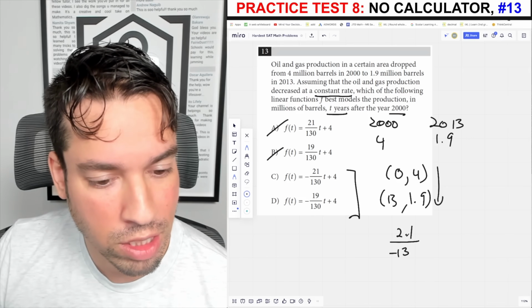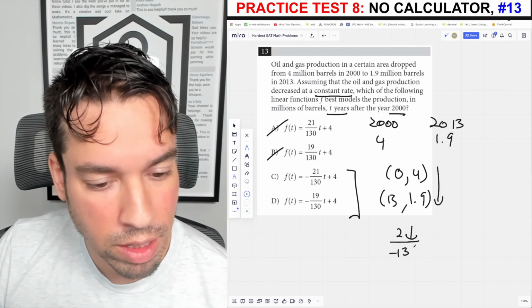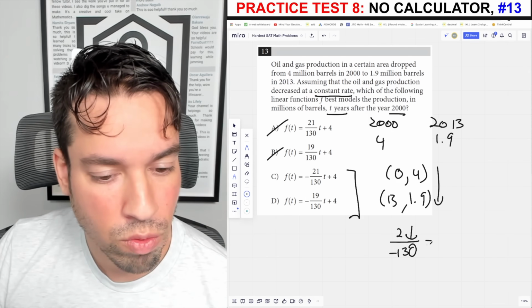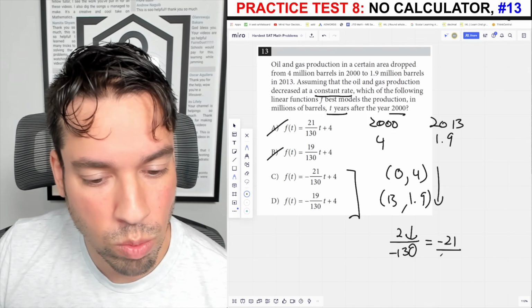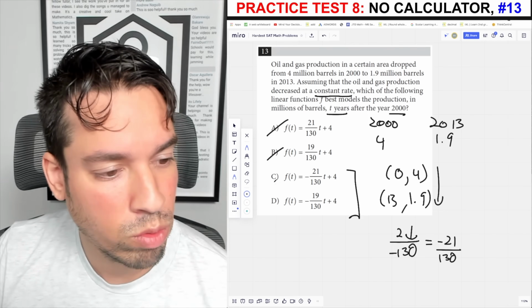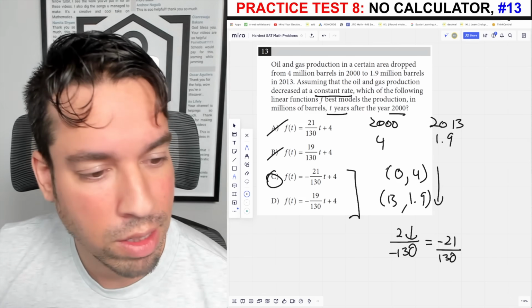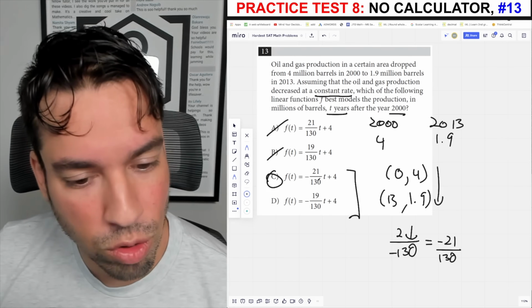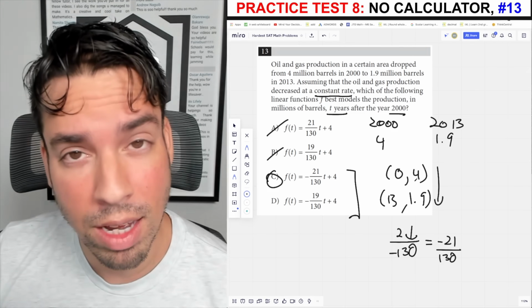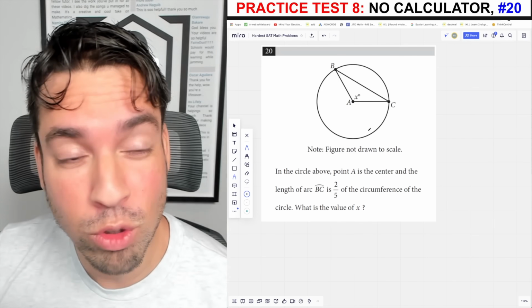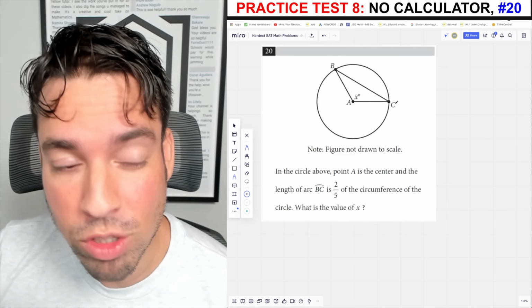Now we look at these slopes. They're pretty similar. All they did was move this over and add a 0. So the correct slope is negative 21 over 130, which means C is the winner. And if you want a double verification, you can plug 13 into this and see that you do indeed get 1.9.